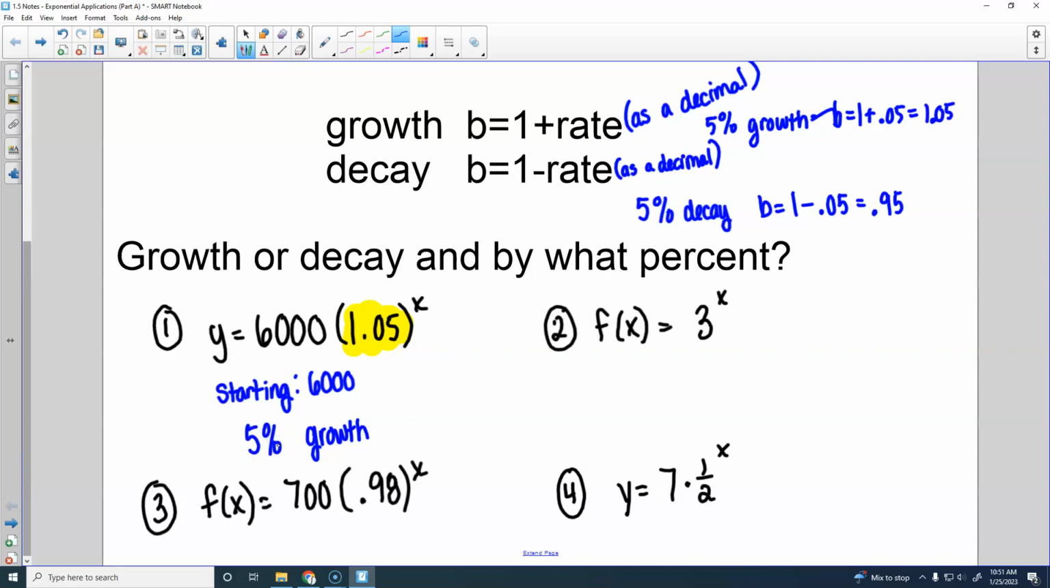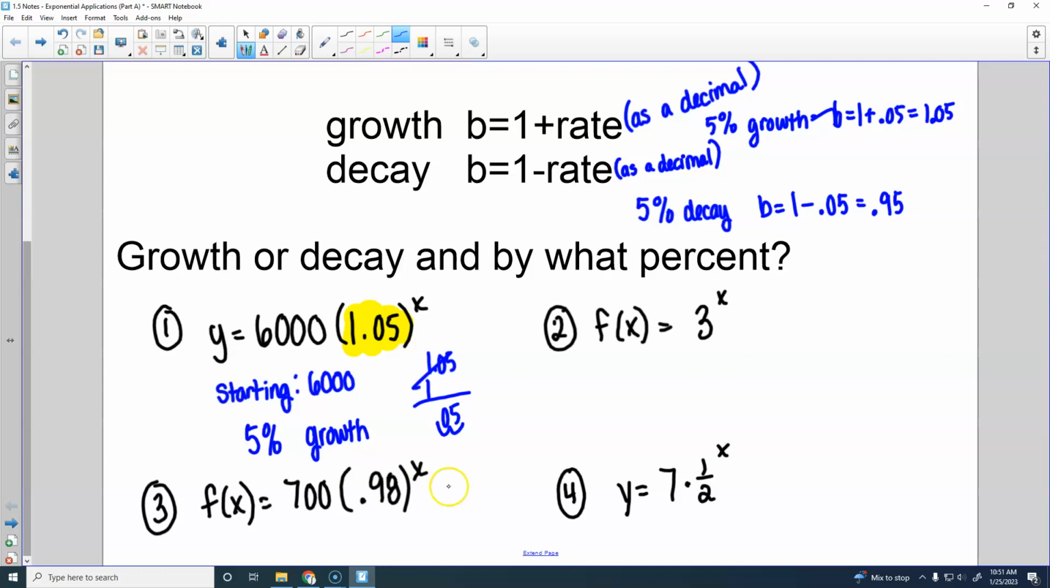Okay. Now, a systematic way of getting that right every time, for your growth or decay rate, you're adding 1 or subtracting 1 from it. So if you take this B value, 1.05, and subtract 1, you'll get 0.05, and then change that to a percent by moving that decimal 2 places, and that'll give you your value right there.